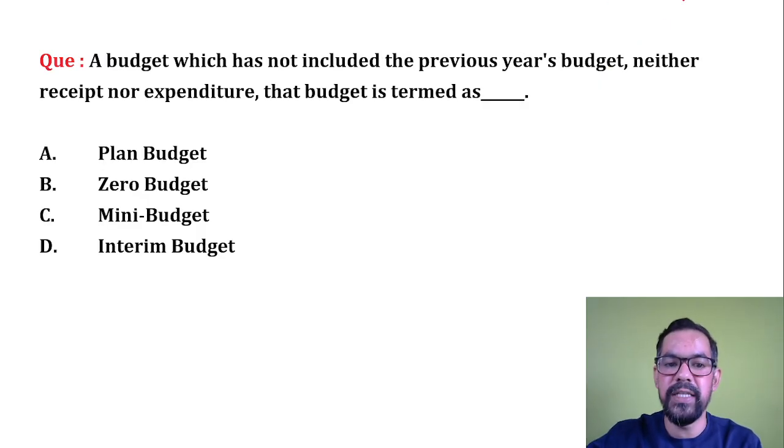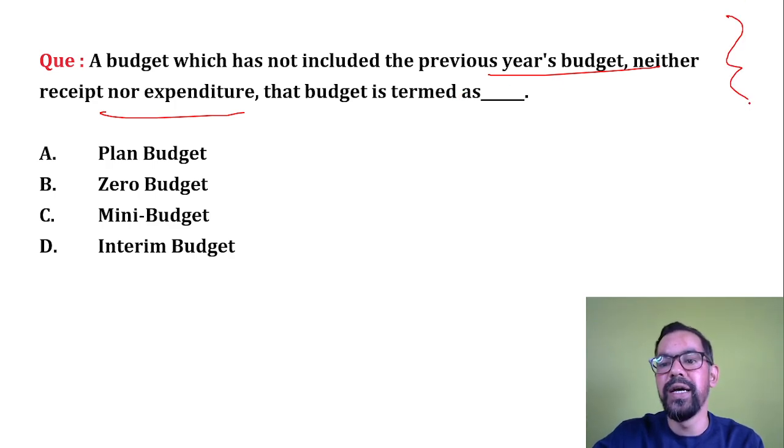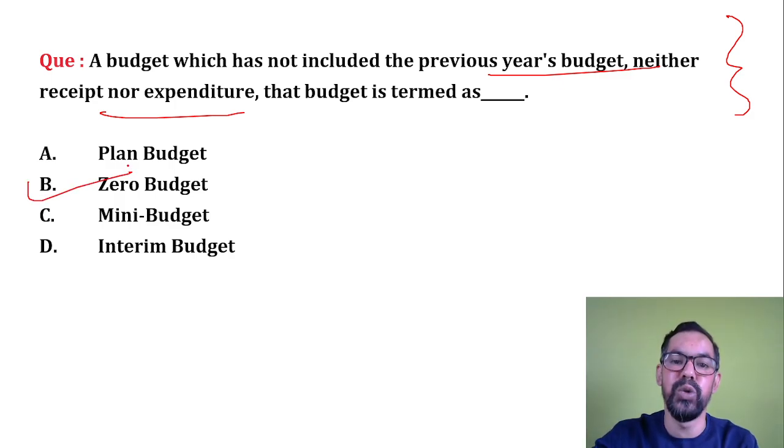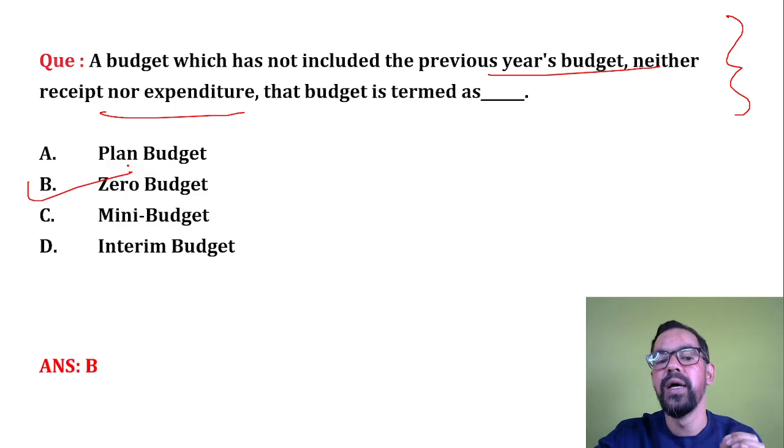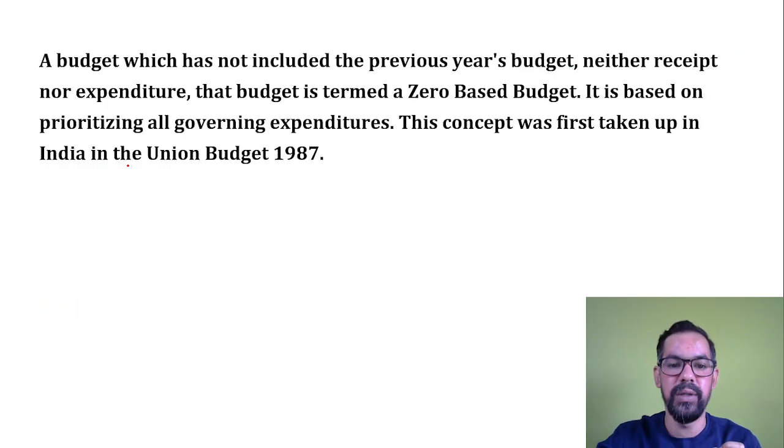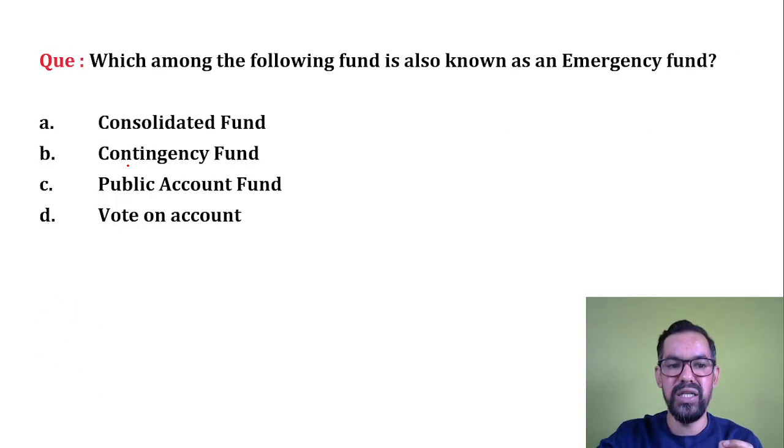A budget which has not included the previous year's budget, neither receipt nor expenditure, that budget is generally known as zero based budget, because we have actual numbers. In this particular one we have actual income and actual expenditure, so that is generally called zero budget. Okay, next one. So next question, guys.